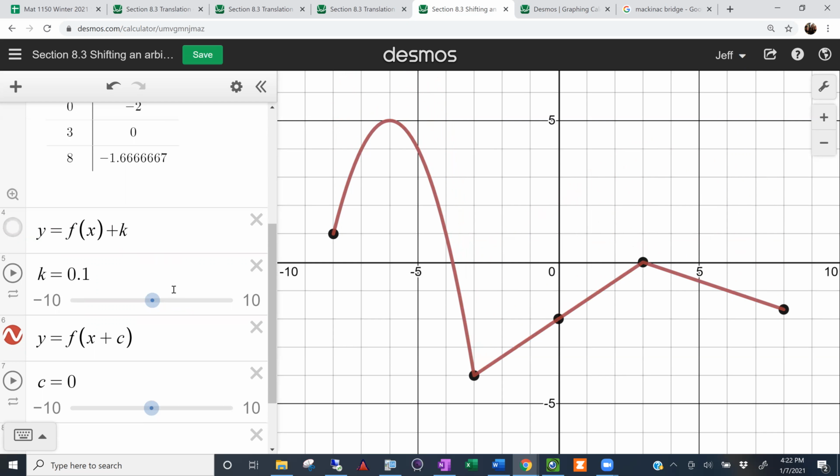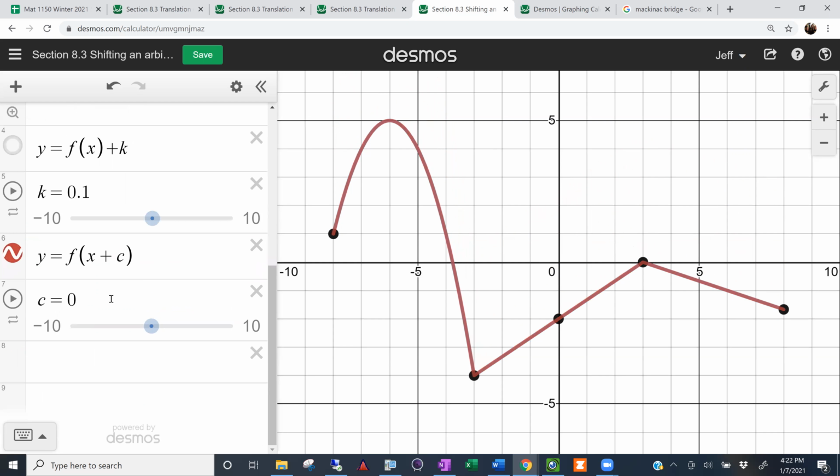What about if I change things inside the parentheses? If I change things inside the parentheses, then I should get a horizontal shift. And guess what? You get a horizontal shift. So these things are very predictable, and it's cool that you can graph them that way.